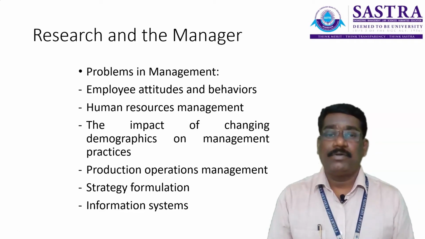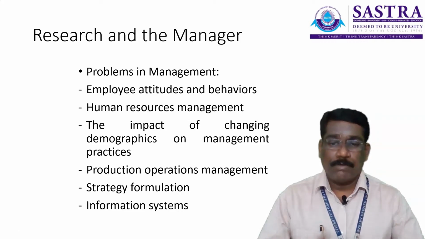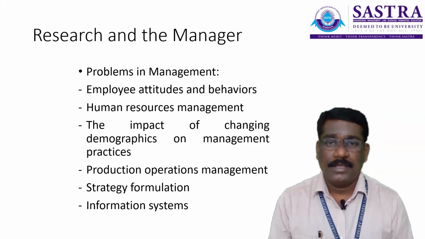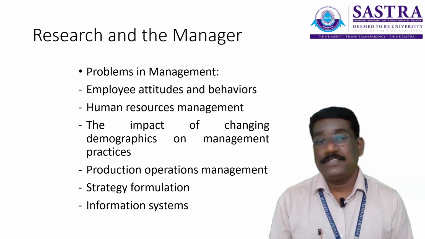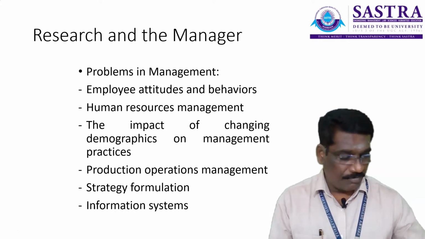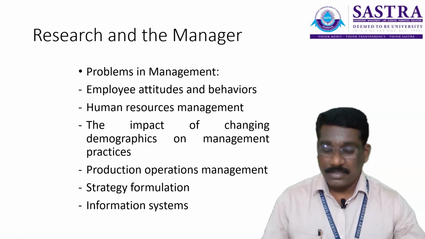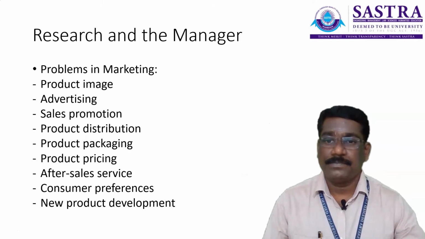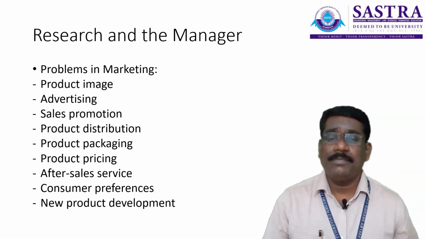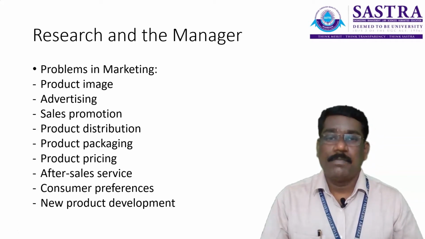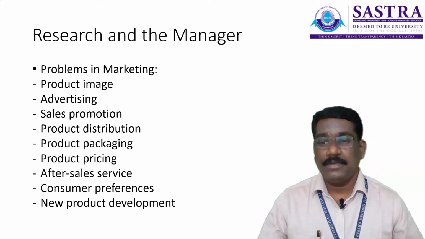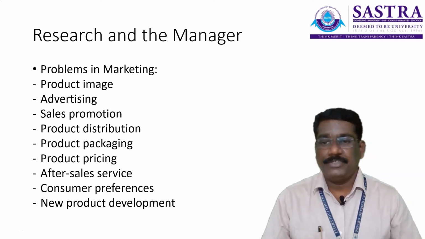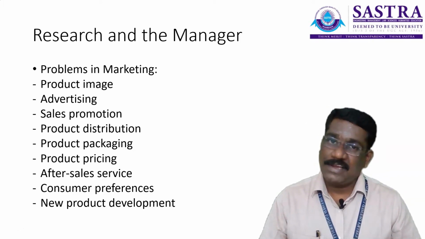And also about the information system, what kind of information system is required, and the modern technology plays a crucial role in providing the information required for the decision support system. And next one, about the problems in marketing. You have product image, brand image. You have problems in advertising.